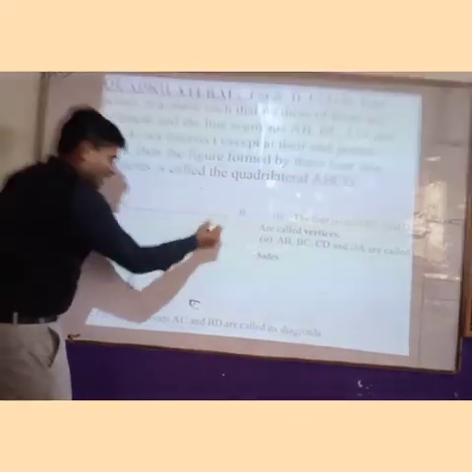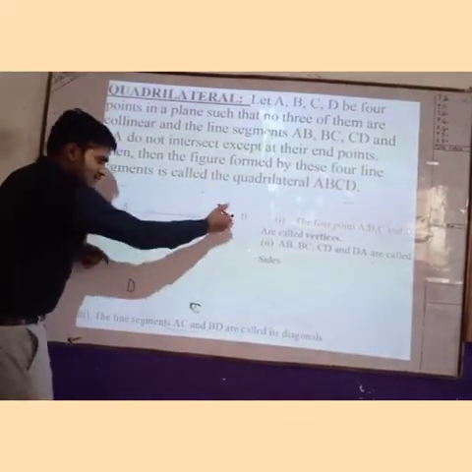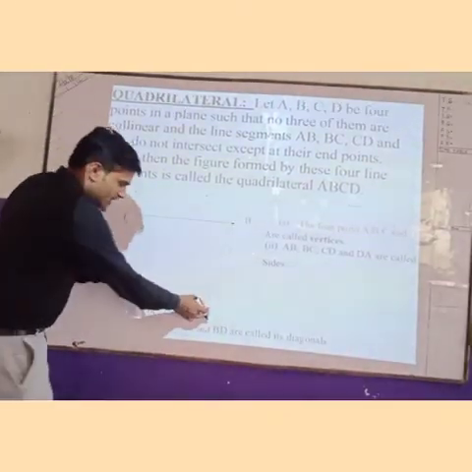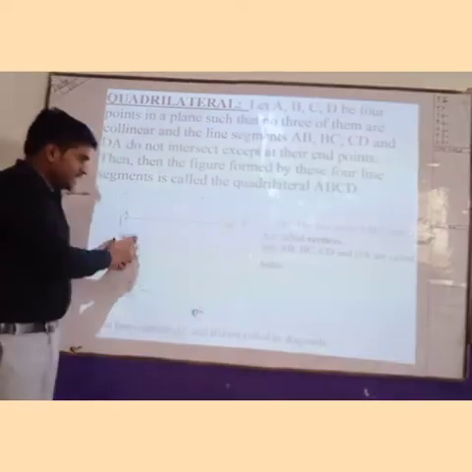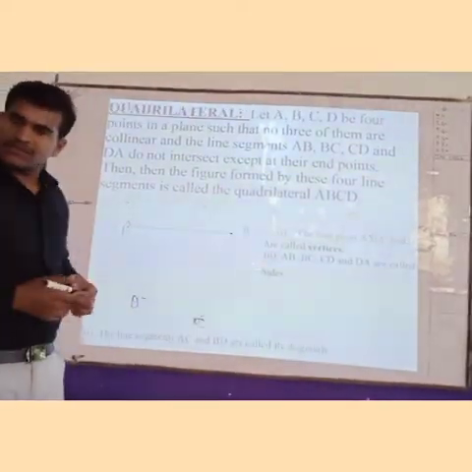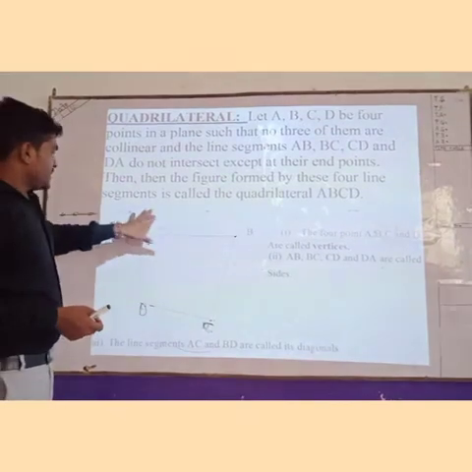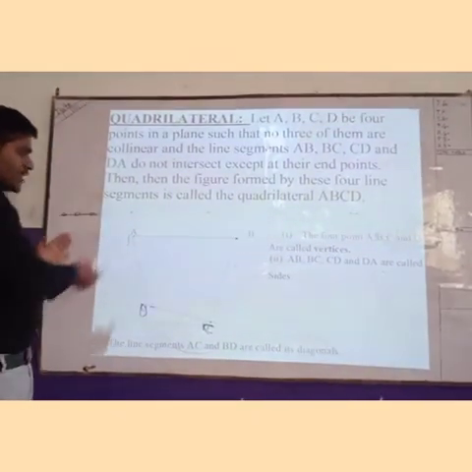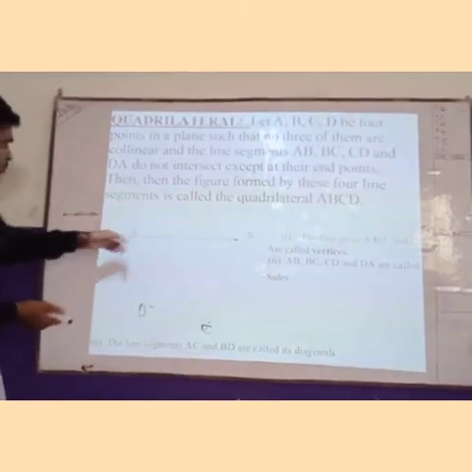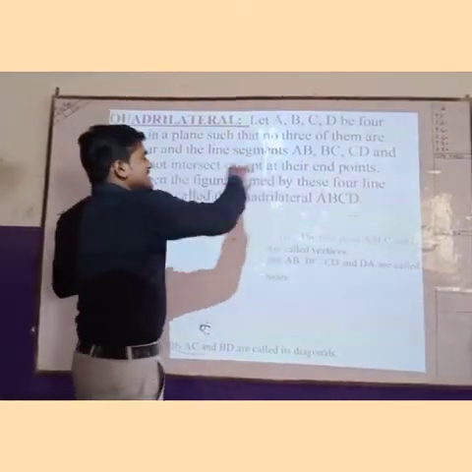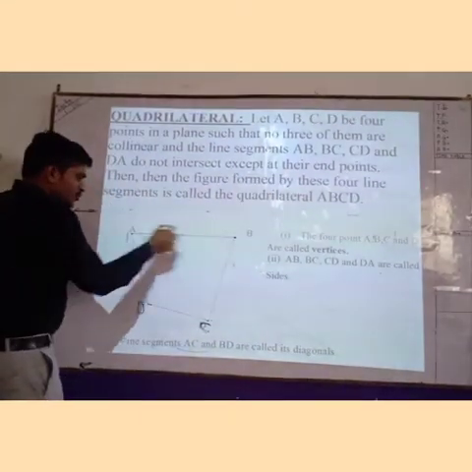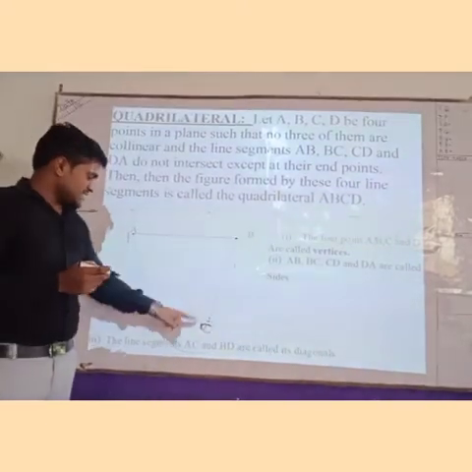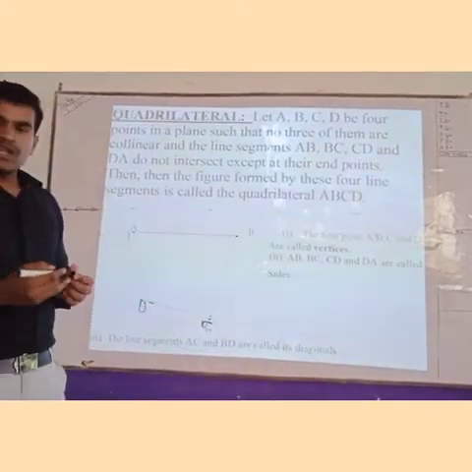So line segments AB and BC meet at B. Line segments BC and CD meet at C. Line segments CD and DA meet at D, the endpoint. Yes, children, now we get a quadrilateral. In the quadrilateral, there are these 4 points, A, B, C, D, which are called vertices.